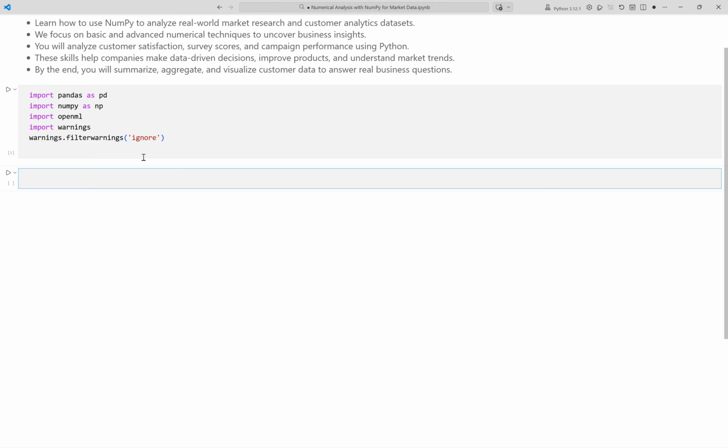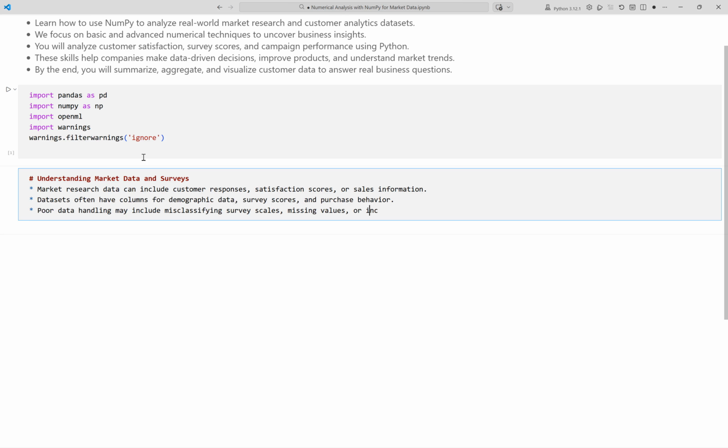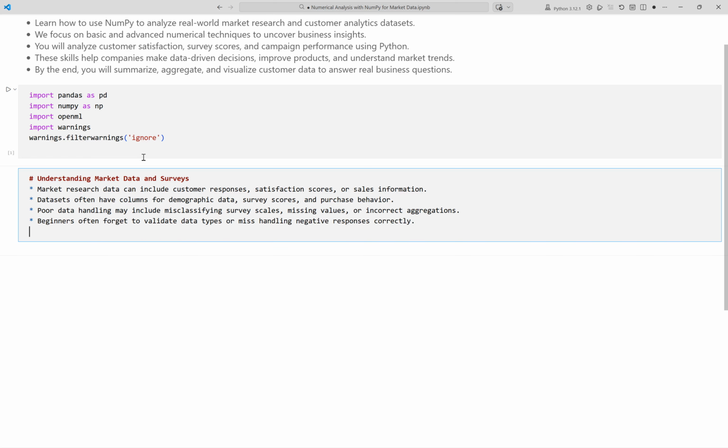Understanding market data and surveys. Market research data can include customer responses, satisfaction scores, or sales information. Datasets often have columns for demographic data, survey scores, and purchase behavior. Poor data handling may include misclassifying survey scales, missing values, or incorrect aggregations. Beginners often forget to validate data types or miss handling negative responses correctly.